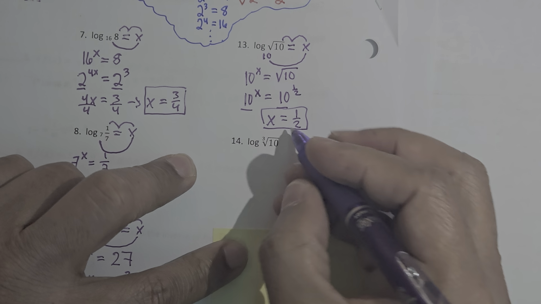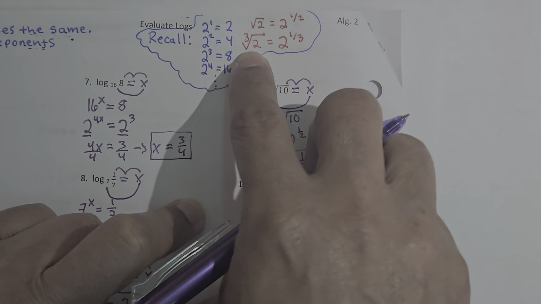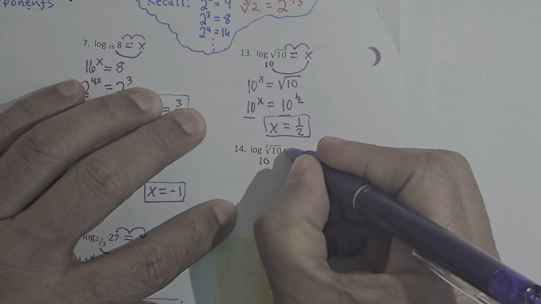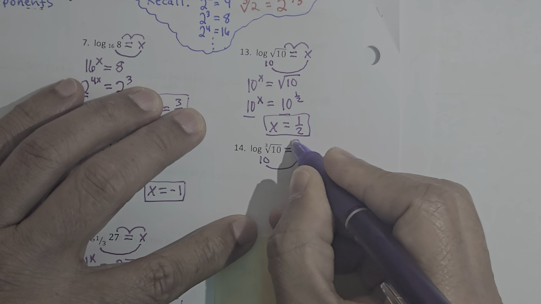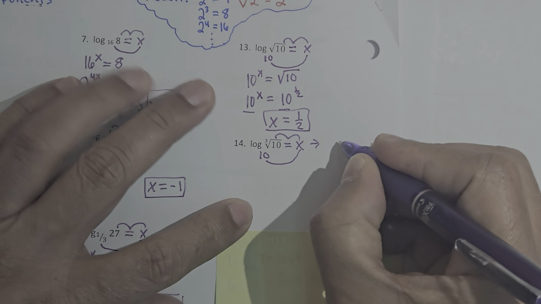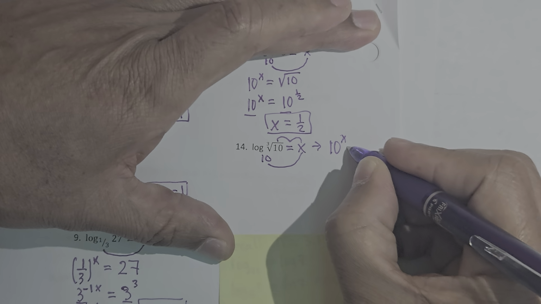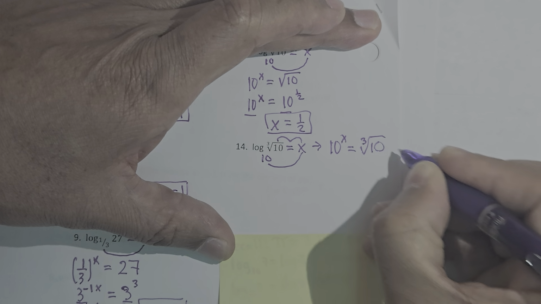So for this one here, this is the cube root, right? Remember I mentioned this? This is a 2, but it applies to any number. So then this is base 10, and let's set that equal to x. Then 10 to the power of x is equal to the cube root of 10. So I'm going to write that down here: 10 to the x power equals the cube root of 10.